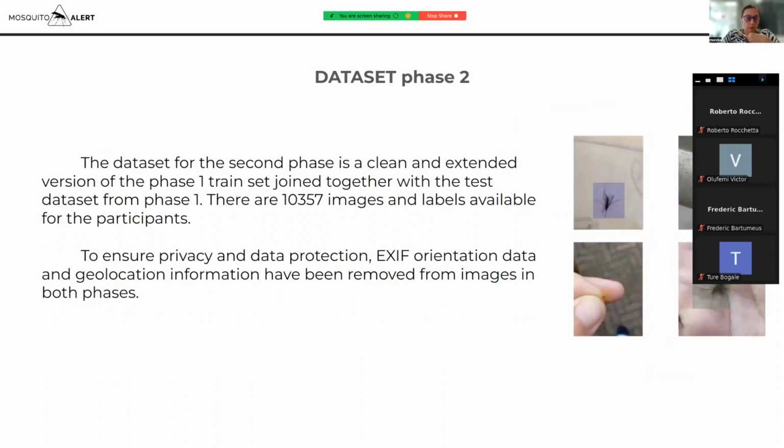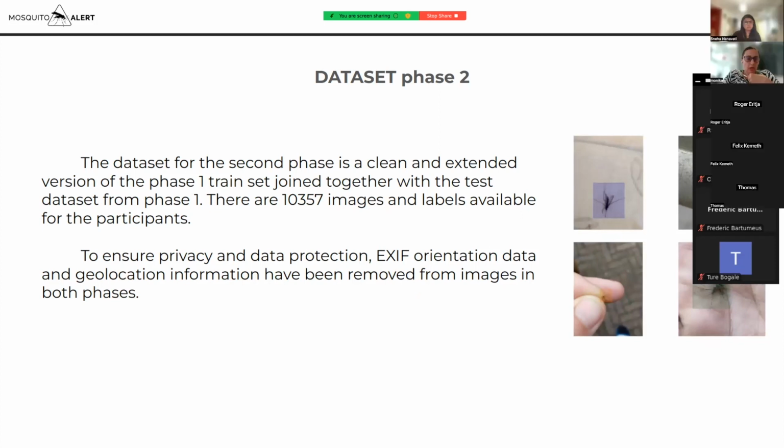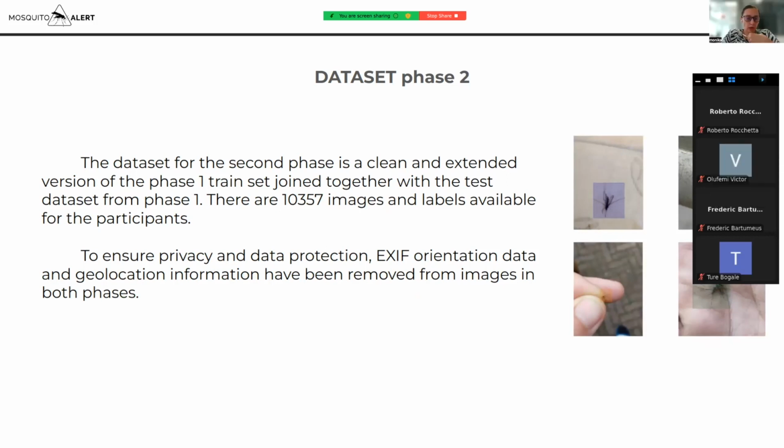For phase 2, we prepared the new data set, and it consists of the training data set from phase 1 together with the test data set of phase 1. So altogether there are 10,357 images and labels. It will be available for the participants, and the participants can use it all for training, or they can use it for training and test and divide it by themselves. For privacy and data protection, all the EXIF information has been removed, and also geolocation has been removed.